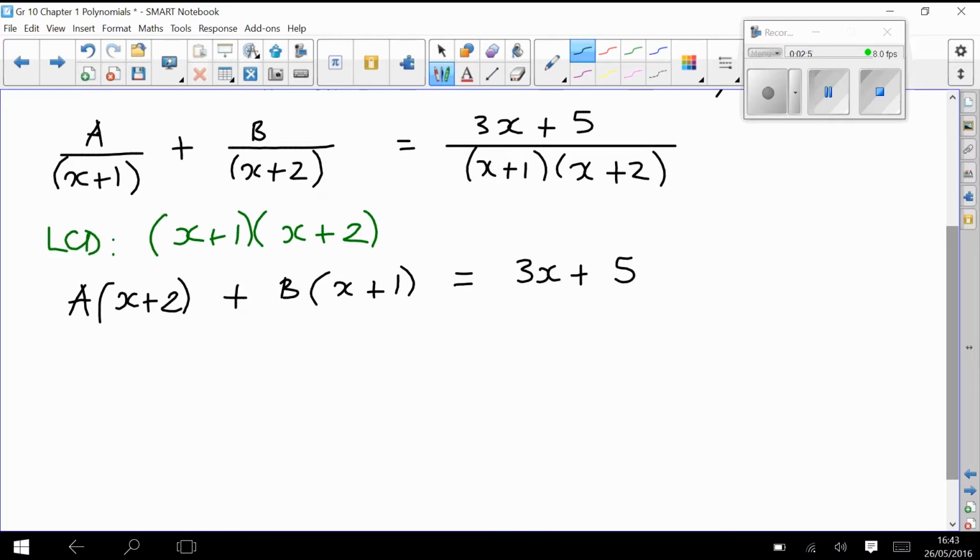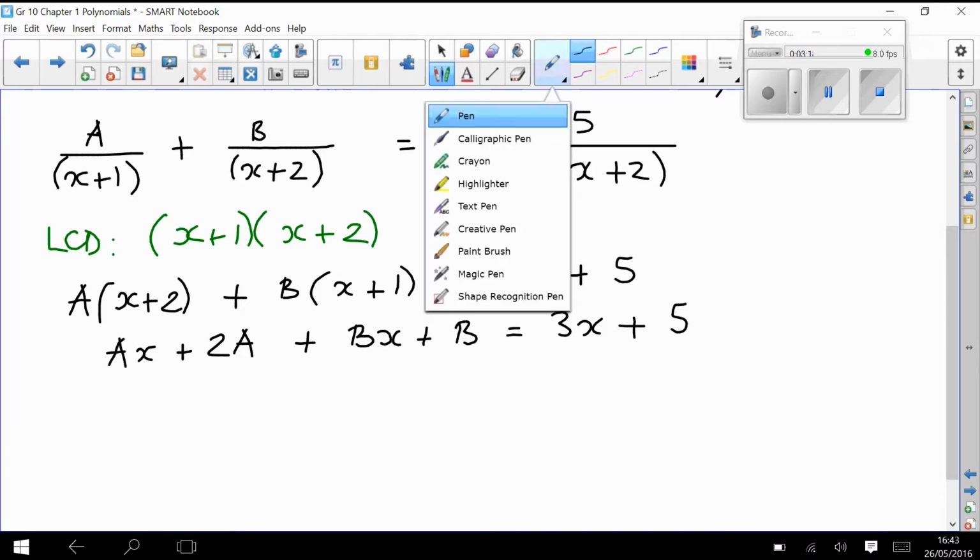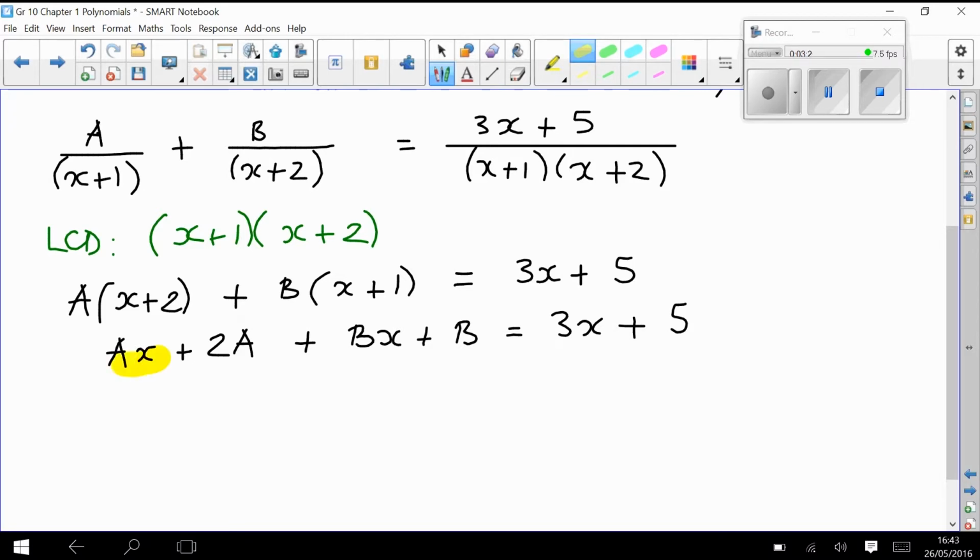Now I'm almost able to compare the left and the right of this equation. If I just distribute the a into its bracket and the b into its bracket, I can nicely see that I've got x terms and a constant term. Now let's take a look at this. Can you see that this number added to that number must give me that answer? And similarly, this number added to that number should have given me 5.